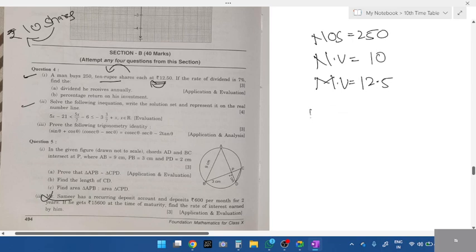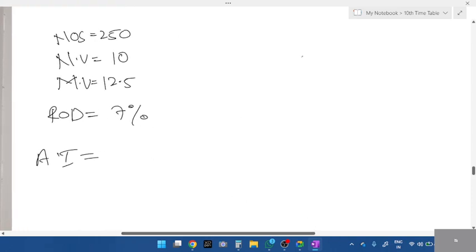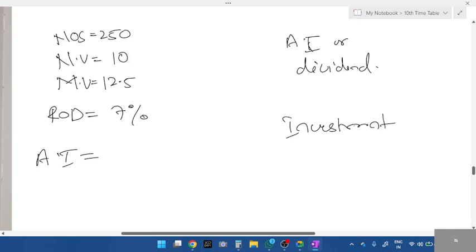If the rate of dividend, what is rate of dividend? 7%. Find the annual income. What is the annual income formula, students? Okay, I'll quickly explain the concept. Number of shares will be given, nominal value, market value, rate of dividend. We have two formulas. What are the two formulas? Annual income or dividend. Next one, we have investment. In which one is M given? Investment. So what is the formula for investment?